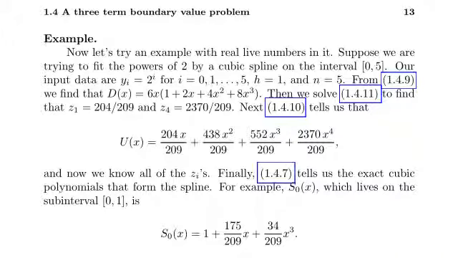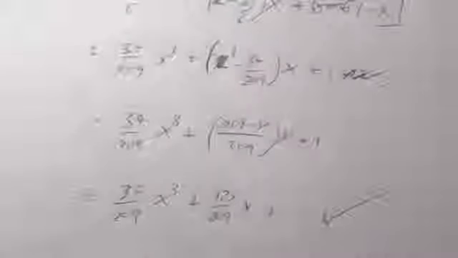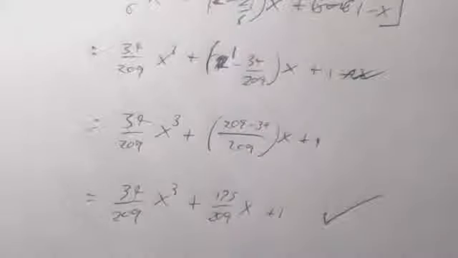Well, does this agree with what they had? They had 1 plus 175 over 209 x plus 34 over 209 x cubed. Yeah, correct. Alright.